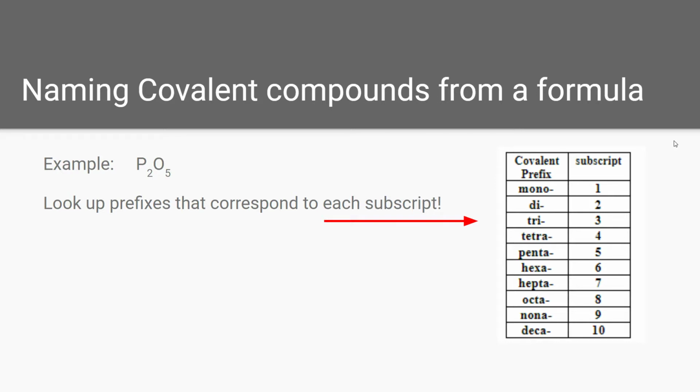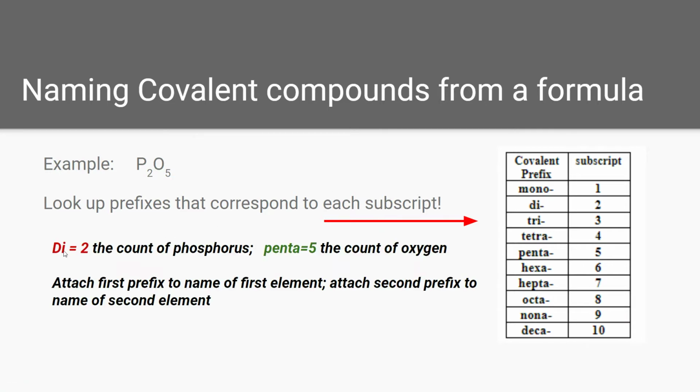So what I want to do first is look at my chart and determine the prefix that corresponds to each subscript. So the subscript 2 is equivalent to the prefix di. The subscript 5 is equivalent to the prefix penta. So di is the 2, which represents the count of phosphorus. Penta is 5, which represents the count of oxygen.